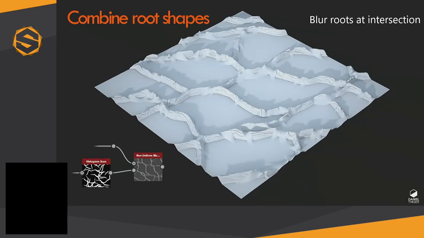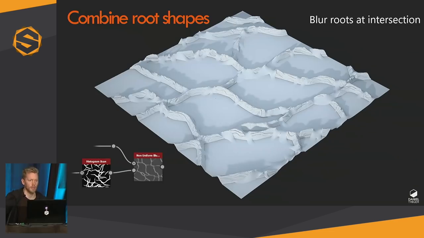And here is my primary shapes again. So we're gonna start combining these two shapes together, and at the intersection points, you see the histogram scan node to the bottom left. It's creating this really sharp mask based on the shape from the previous slide. And I'm piping that into a non-uniform blur node, which only blurs where that mask is active. So you see it kills all that detail, but it keeps the lump.